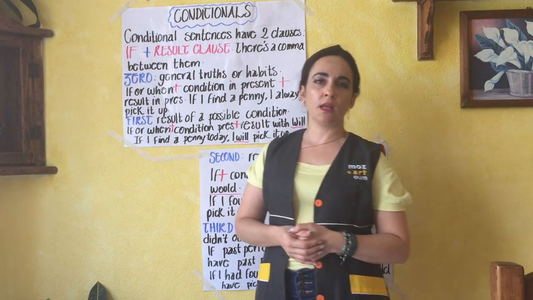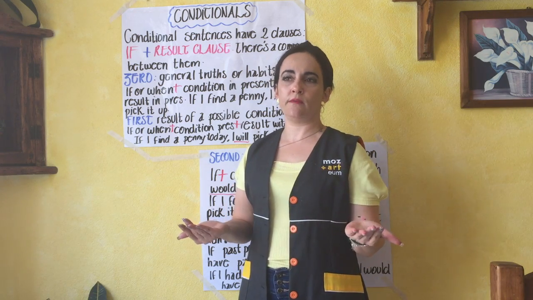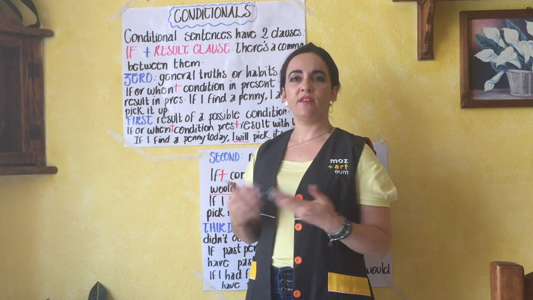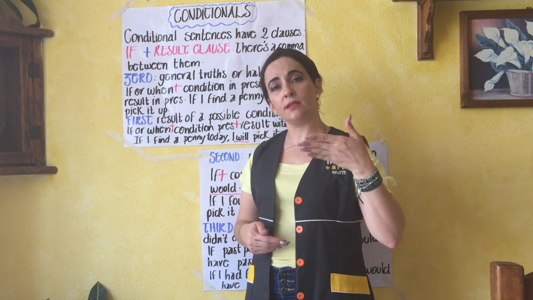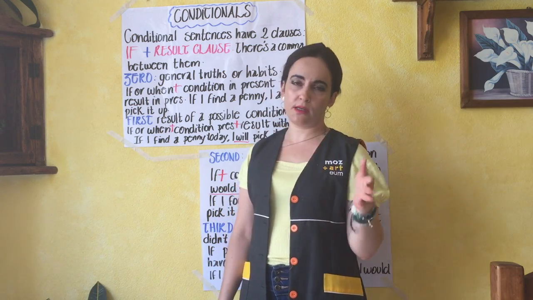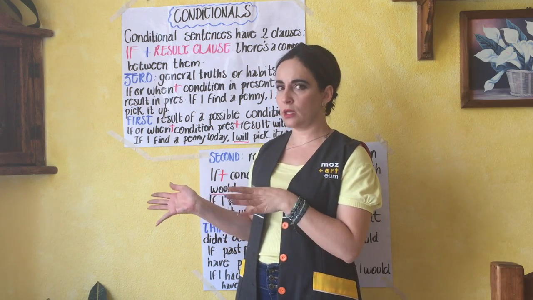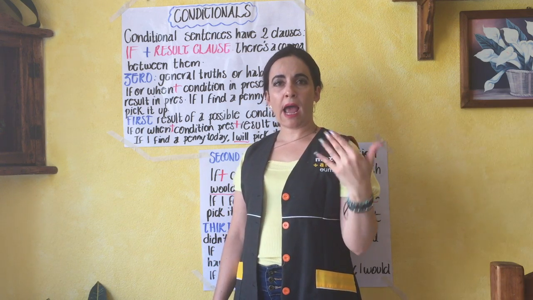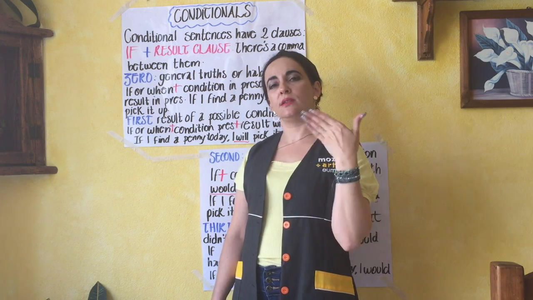The zero conditional is used for general truths or habits. A general truth is something that always happens, or a habit too. For example, I have the habit of having breakfast every day before I go to work, so that's a habit. I do it on Mondays, on Tuesdays, on Wednesdays, on Thursdays, and on Fridays. Every time before I go to school or to work, okay? So I would say, if I go to school, I have breakfast. Yes? That's the way to use the zero conditional.